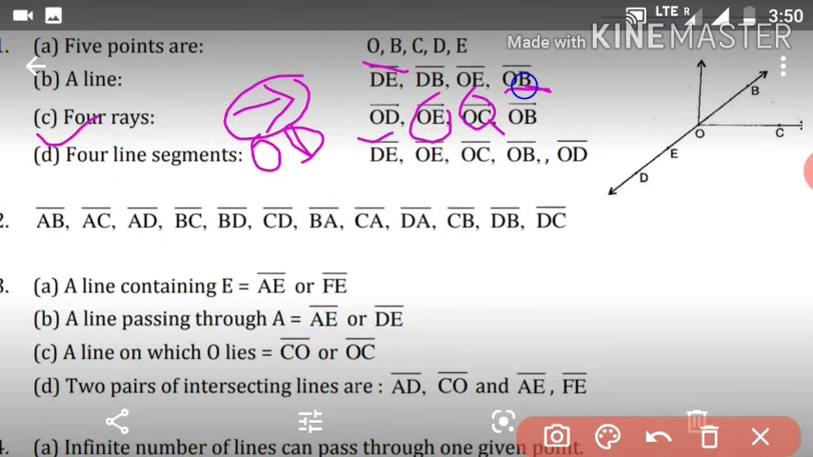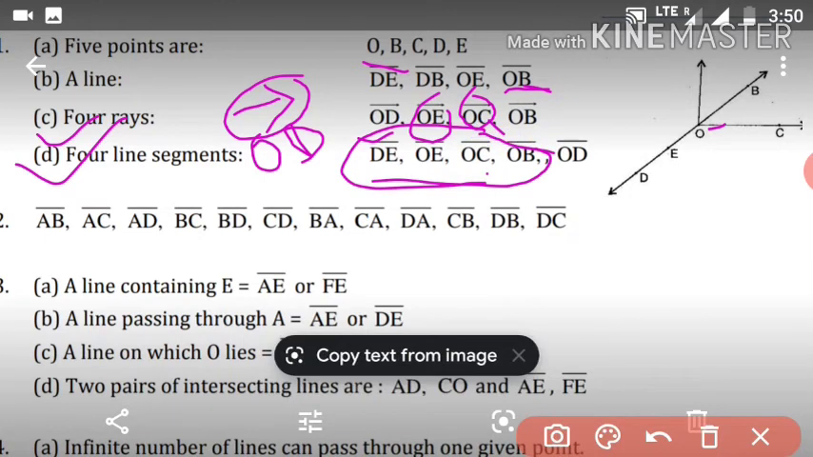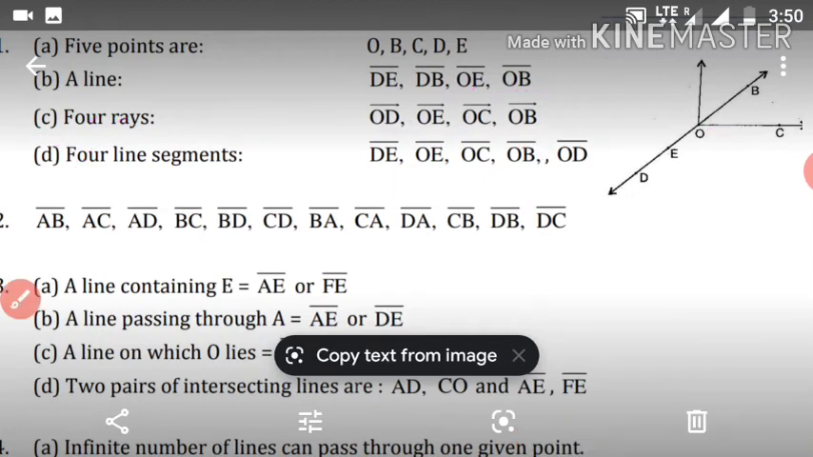Now next, 4 line segments. Now 4 line segments: DE. Now DE is one line segment. In the same way OE is one, and OC is also one. OB is also one. You have to write only 4, okay? You need to write only 4. No need of writing all the line segments. You can write only 4. Now come to the next question.